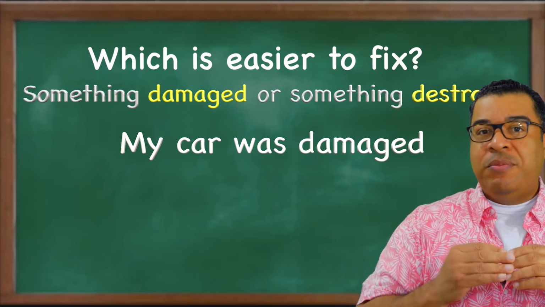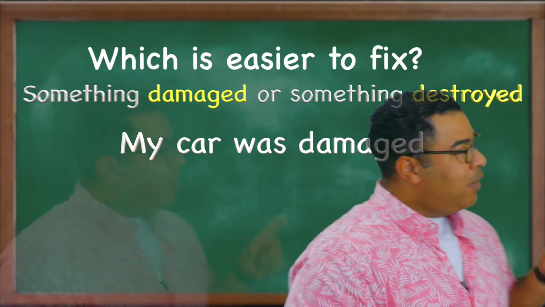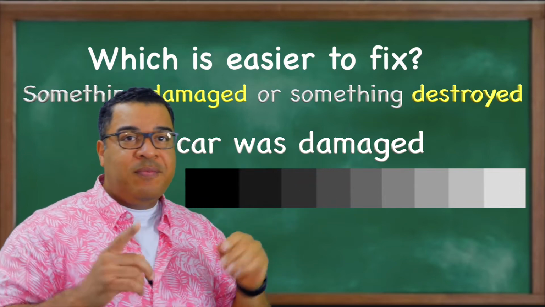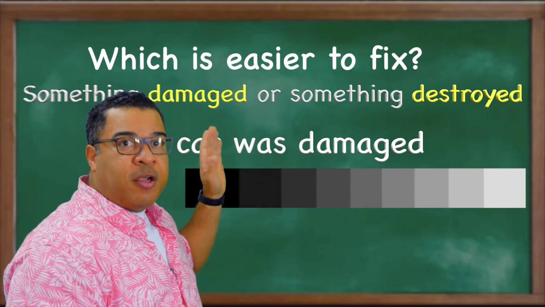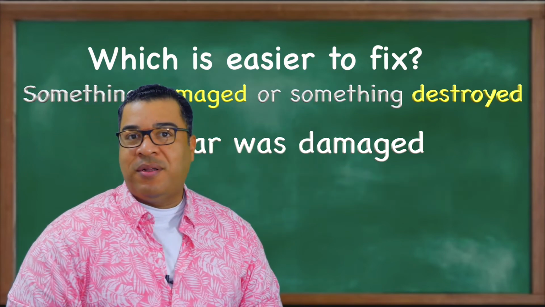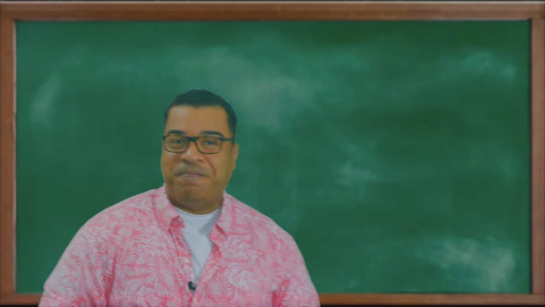So both of them do mean broken, but the level of intensity, the level of our grayscale, that dark to medium to light, is very different. So destroyed would be dark gray. Damage would be somewhere in the middle. Got it? All right, I want you to try some on your own.